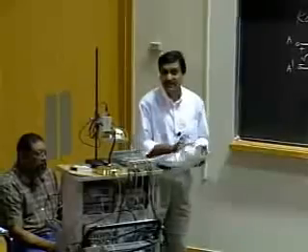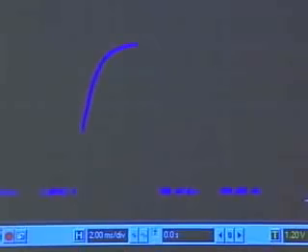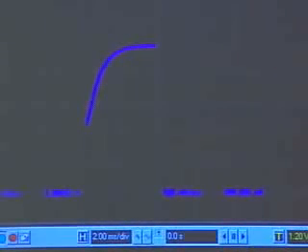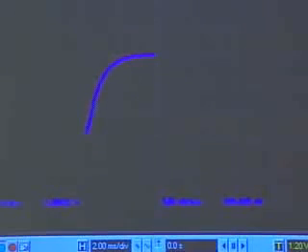Okay, and you can figure out what happens for yourselves. So I increase VDS. Whoa, what a lie. It's Agrawal the liar.